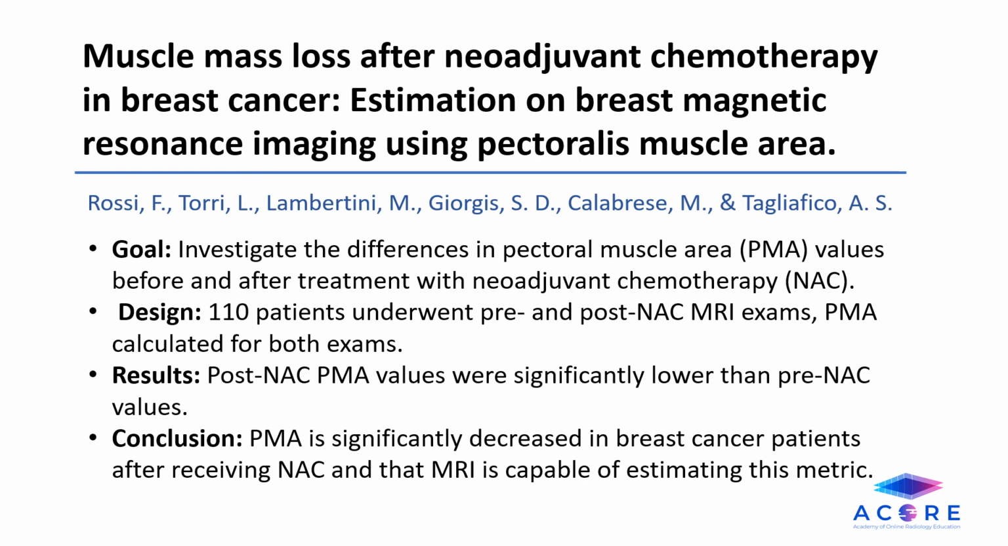Post-neoadjuvant chemotherapy pectoral muscle area values were significantly lower than pre-neoadjuvant chemotherapy values. The authors did not find a statistically significant difference between non-responders and complete or partial responders per RECIST criteria. Additionally, the authors did not find any significant associations between changes in pectoral muscle area and patients' age, hormone receptor status, histological type and grade, or lymph node status. The authors concluded that pectoral muscle area is significantly decreased in breast cancer patients after receiving neoadjuvant chemotherapy, and that MRI is capable of estimating this metric.